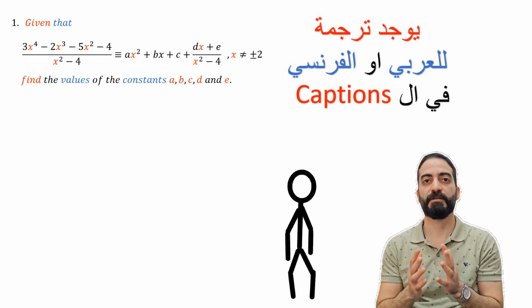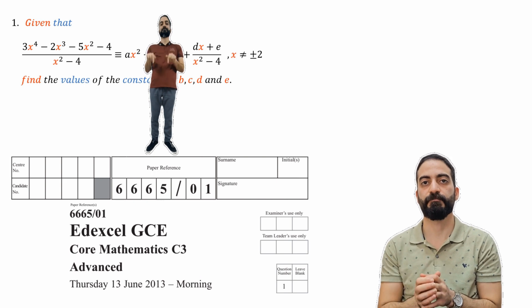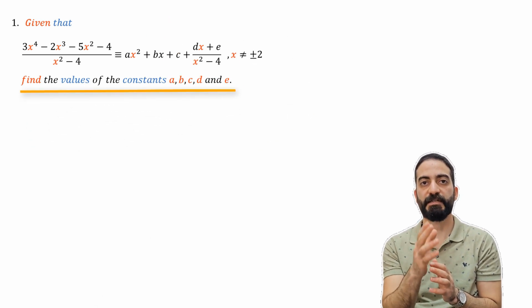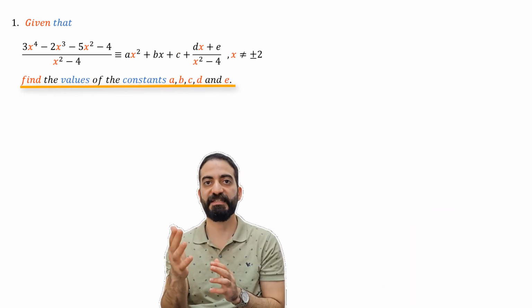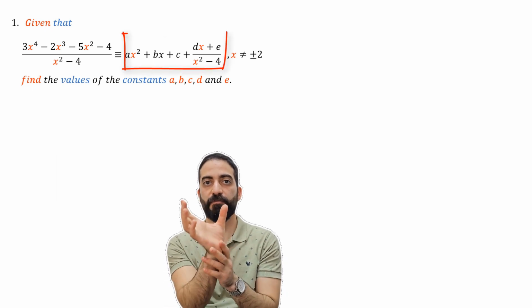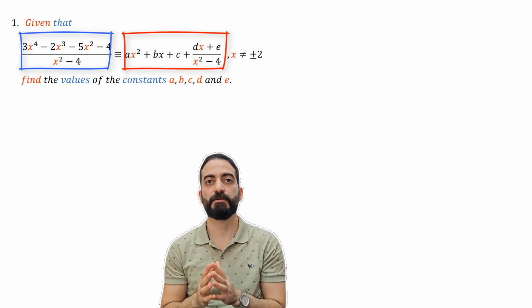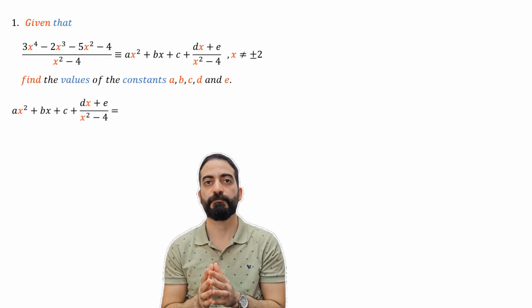Hello everyone, we will start by solving question 1 of the Edexcel GCE 2013 exam. Find the values of the constants A, B, C, D, and E. In order to obtain A, B, C, D, and E, we can use this method to convert this to a fraction form like this. That is, we must have the same denominator.